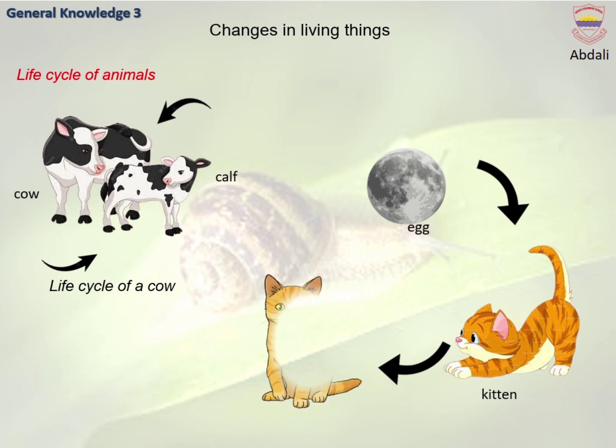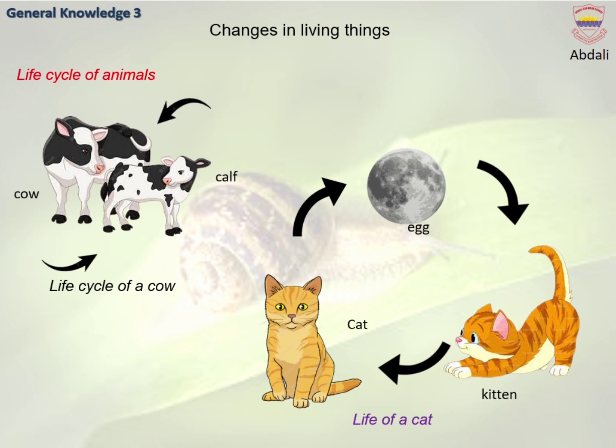Let's move on to the life cycle of animals. Now that we've explored the incredible life cycle of plants, let's shift our focus to the life cycles of animals. Animals also go through remarkable changes as they grow and develop. Let's take a closer look at some common animals like cows, cats, frogs, and butterflies.